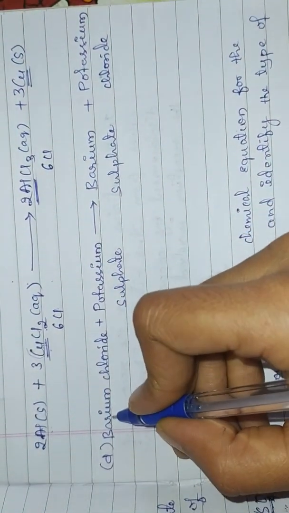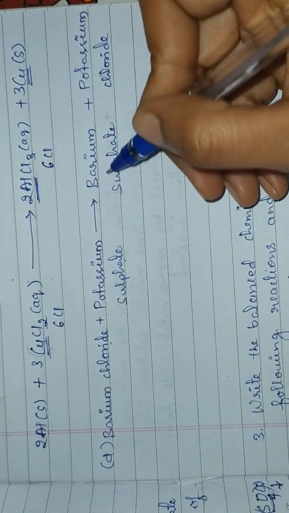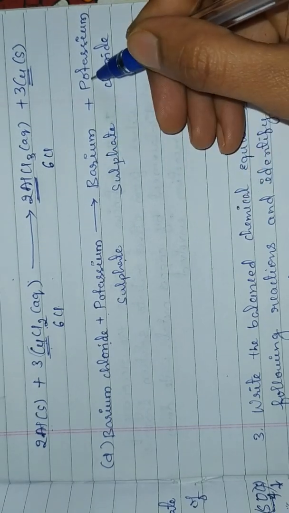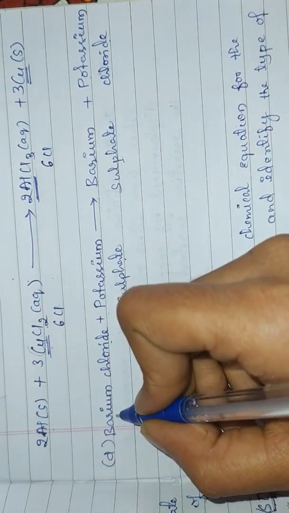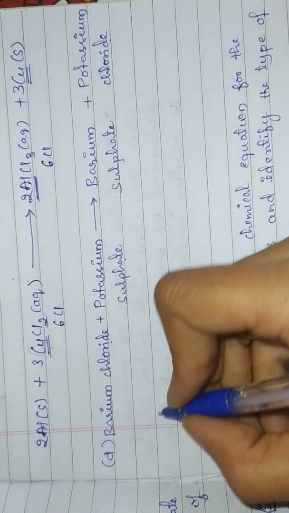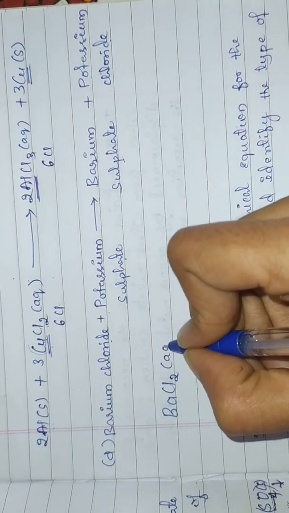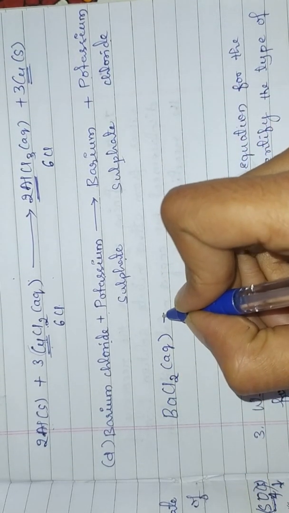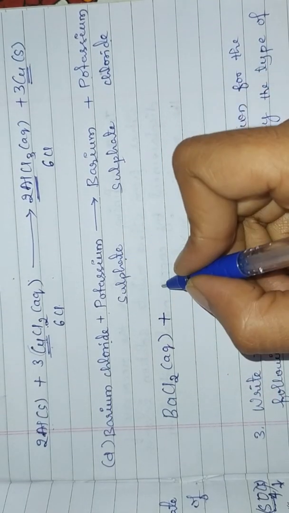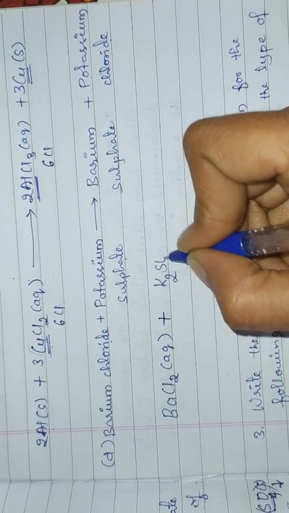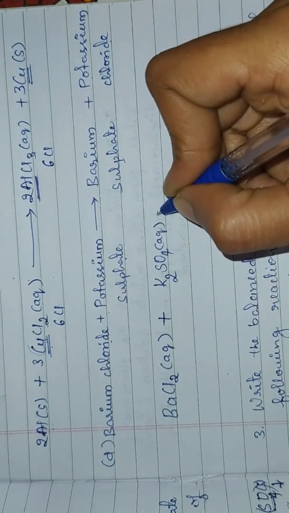See here, barium chloride reacts with the potassium sulfate to form barium sulfate and potassium chloride. Okay, we'll write the chemical equation first. The chemical formula of barium chloride is BaCl2. It is an aqueous solution. It reacts with the potassium sulfate. The chemical formula of potassium sulfate is K2SO4. Again, it is an aqueous solution.